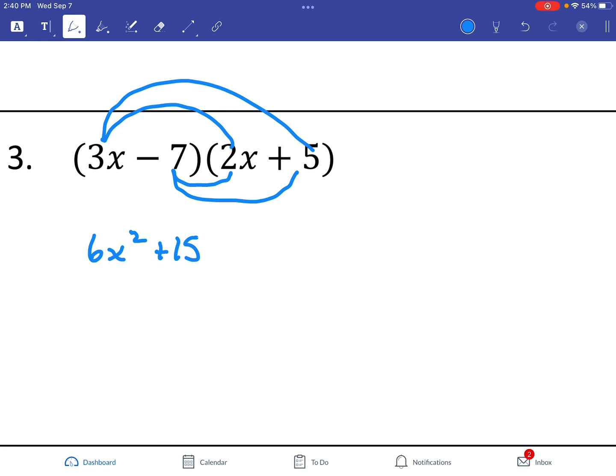Now notice in the 6x squared, because we're multiplying now, we add the exponents between the variables. So x times x is x squared. Negative 7 times 2x is negative 14x. And negative 7 times 5 is negative 35. We combine the like terms to get 6x squared plus x minus 35.